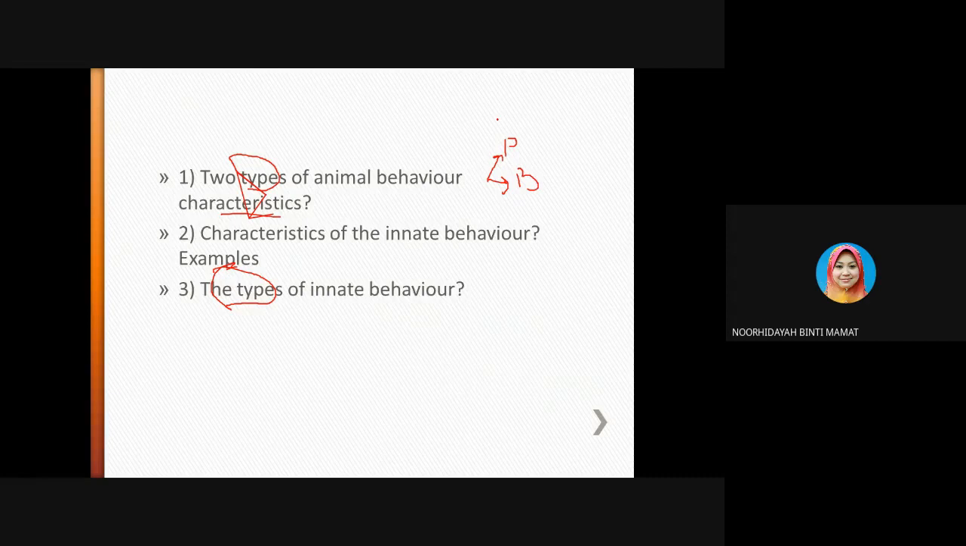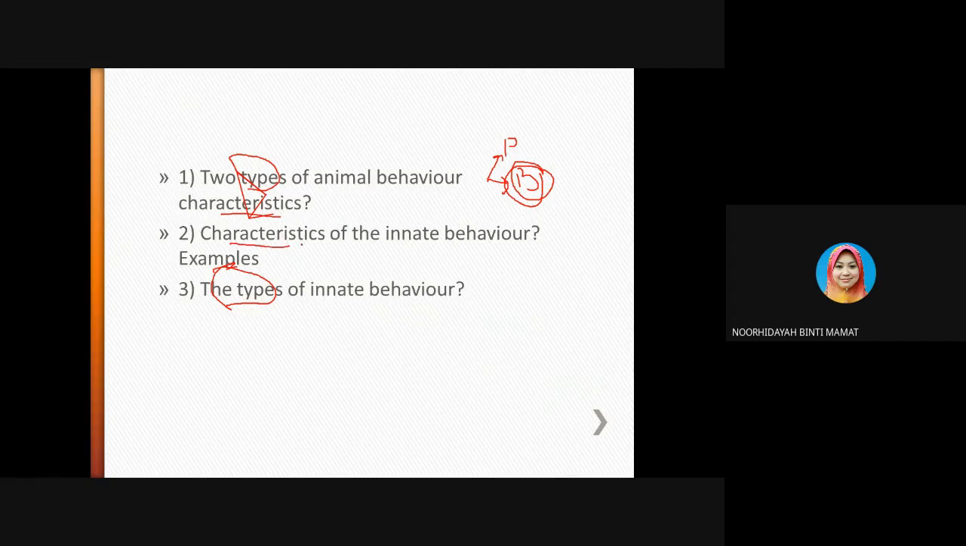All right, the second characteristic in animal behavior is the behavior characteristic. For example, in innate behavior, the duck knows how to swim, so this is a behavior characteristic. In learning behavior, for example, the bird is taught how to fly, or the dog rolls over on command. So that is the second characteristic of animal behavior.